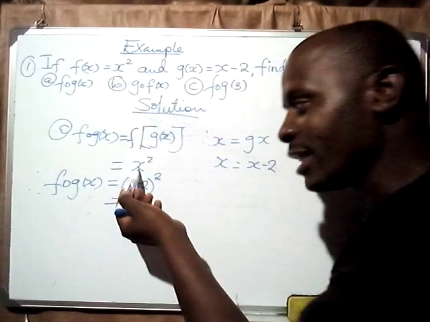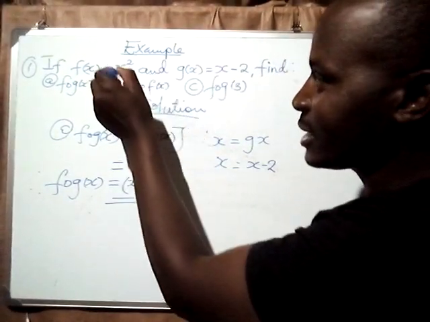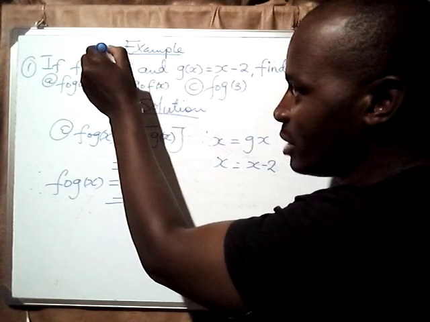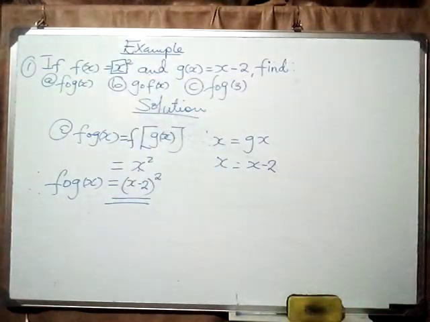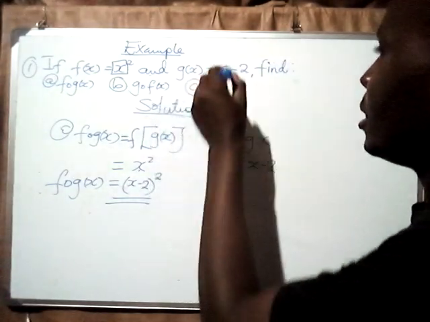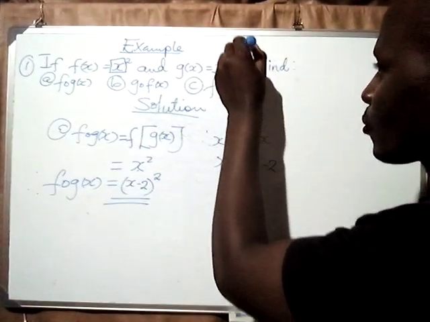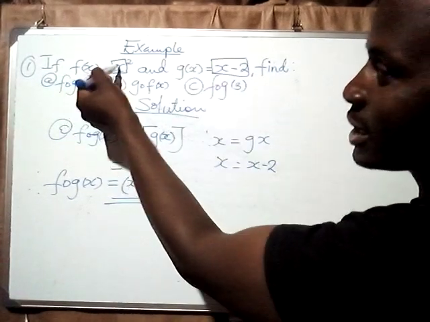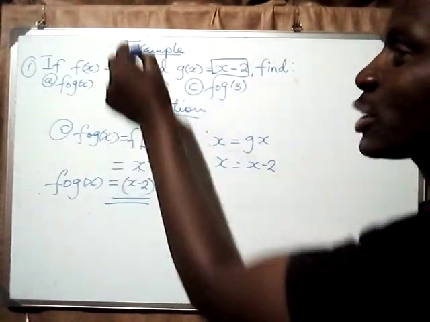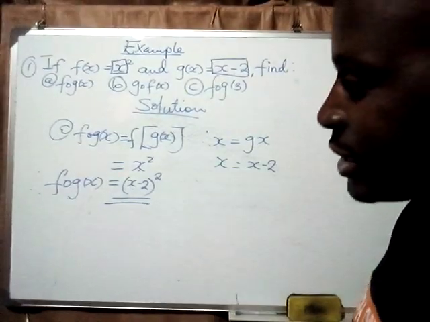Where there is x, the value of x, I don't mean the squared, just the value of x, it will be replaced with this. We are going to replace this x with this. No wonder I've written it like this. Then the square will still remain the same.